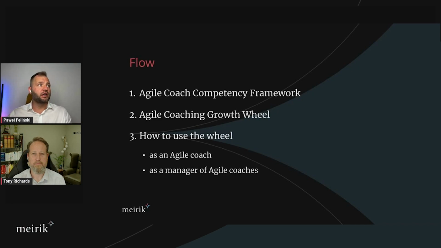One is how can I use it for my own growth as an Agile coach, for instance. But another one, how can I help grow my people if I am manager, for instance, of agile coaches, of agile roles in general.